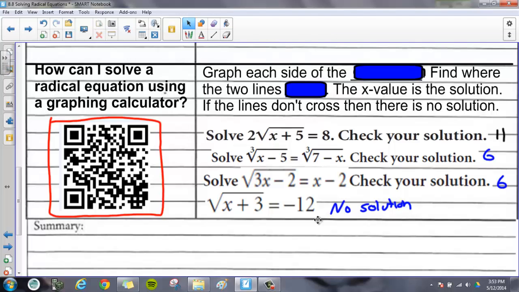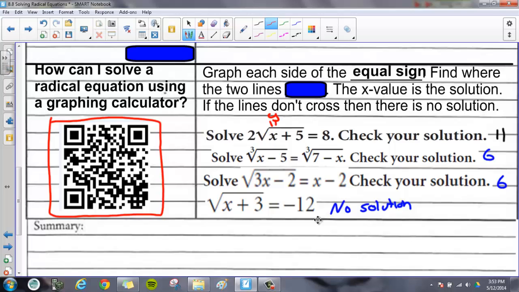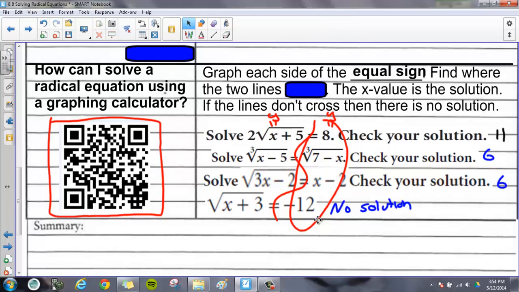Now, the first step is to graph each side of the equal sign separately. We're just going to graph those. So it's going to be y equals this whole side, and y equals this whole side right there. Okay, we're going to graph those separately. Then the next step is find where the two lines or the two graphs cross. You just want to find where they cross.